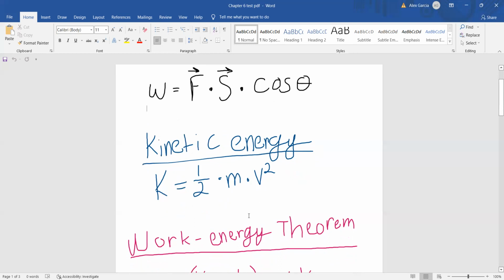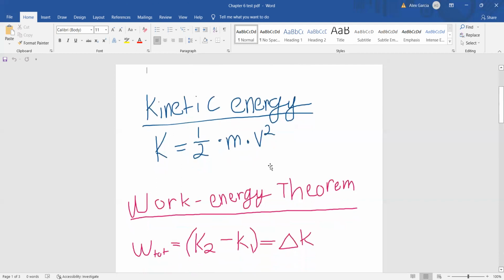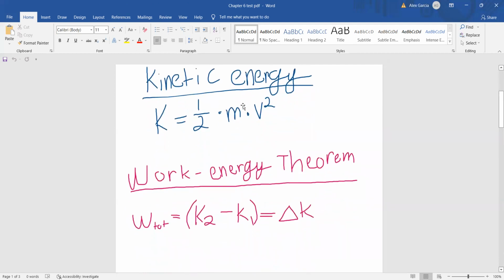There's not too much to go into here, just knowing that half of your mass times your velocity squared is equal to the total amount of kinetic energy acting on an object or produced by an object in motion. The way that we relate work to energy is that your total work is equal to your change in kinetic energy, or your kinetic energy final minus your kinetic energy initial.